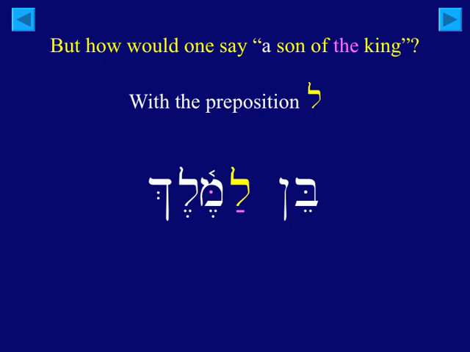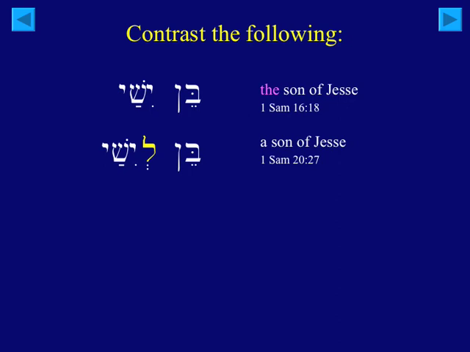Bein la melech, a son to the king. A son with regard to the king. That is to say, a son of the king. This is not a construct chain. The construct chain will not normally be broken by such things as a preposition. So compare, for example, Bein Yeshai. Yeshai is a proper noun, the name Jesse. So Bein Yeshai, the son of Jesse. But Bein le Yeshai, not a construct chain. A son with regard to Jesse. That is, a son of Jesse.